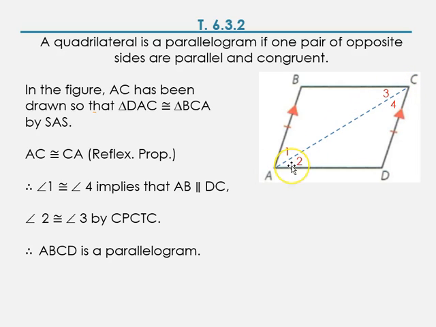AC is congruent to CA by reflexive property. Angle 1 is congruent to angle 4. That implies, because of alternate interior angles, that AB is parallel to DC. Once it is stated that the 2 triangles are congruent, we can now state that angle 2 is congruent to angle 3 by CPCTC. Now we can finally state that quadrilateral ABCD is a parallelogram.